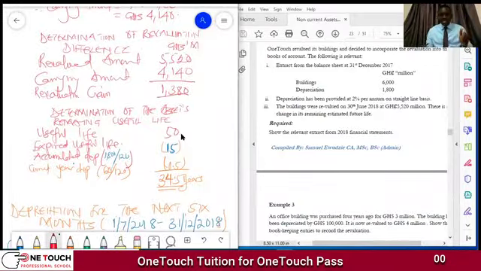I want to say 2%. 2% is equivalent to 50 years. That is 100 divided by 2. Okay, that gives us the 50 years.